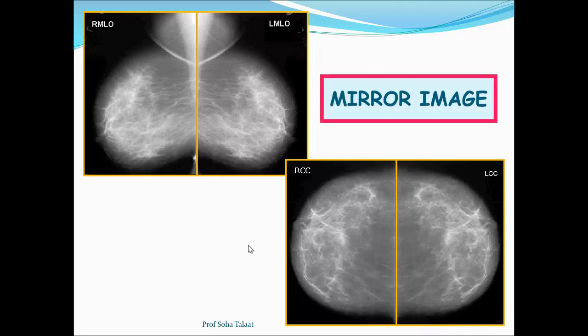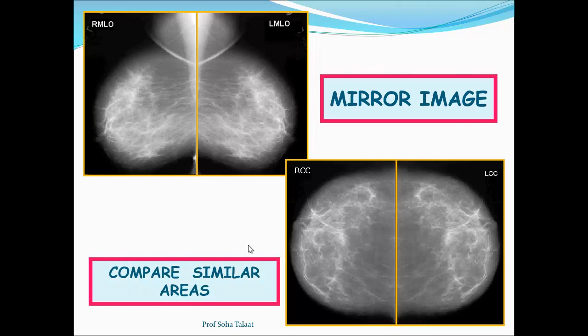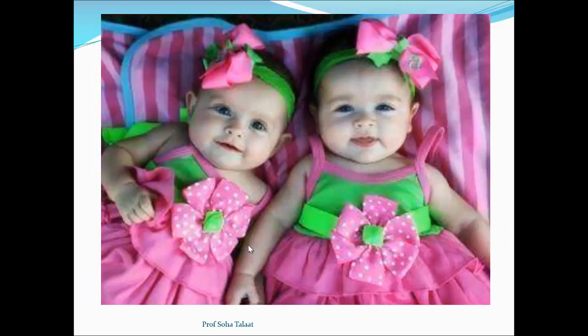So we have mirror image in order to interpret the findings, and then compare similar areas on both sides. Like this nice twin, they are so symmetrical.